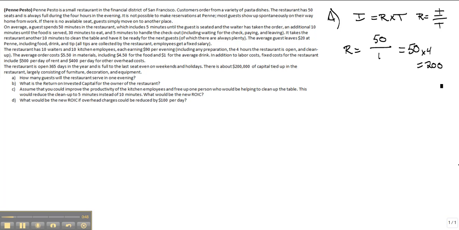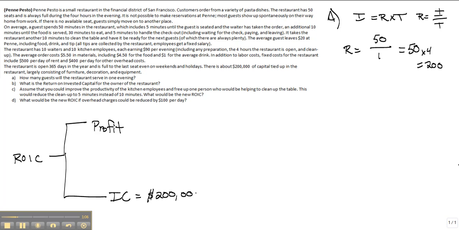Now for B, we're going to need to create an ROIC tree. So let's go ahead and do that. ROIC is broken down into profit and invested capital. The invested capital we know is equal to $200,000. Profit is then broken down into revenues and costs.